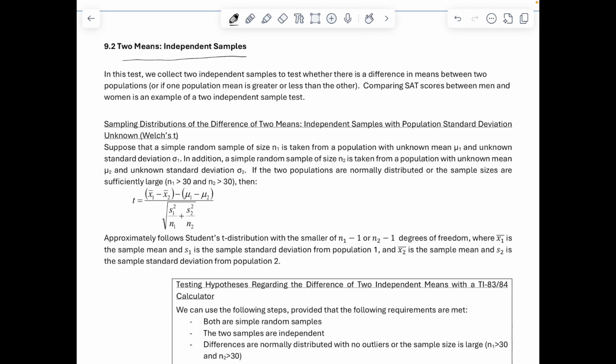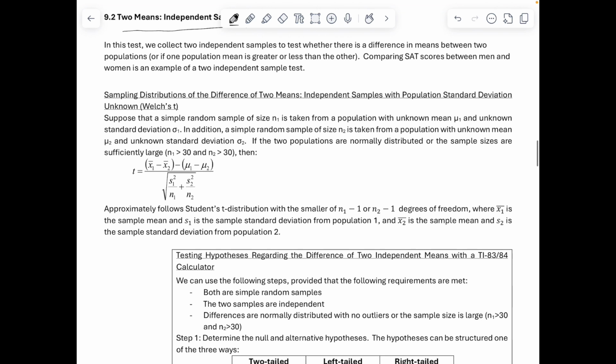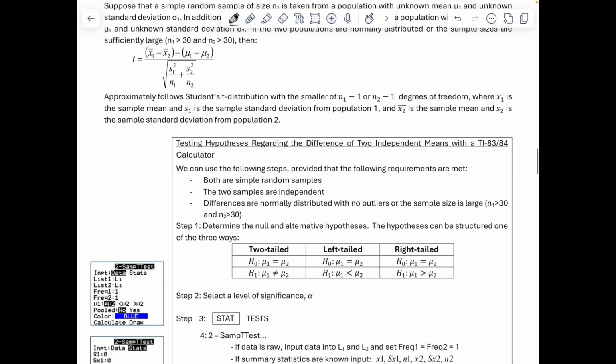Again, our calculator is going to help us out with this, and you will not need to do that by hand. It approximately follows a student t distribution with degrees of freedom of the smaller of n1 minus 1 or n2 minus 1, where x1 bar is the sample mean and s1 is the sample standard deviation for population 1, and likewise for population 2.